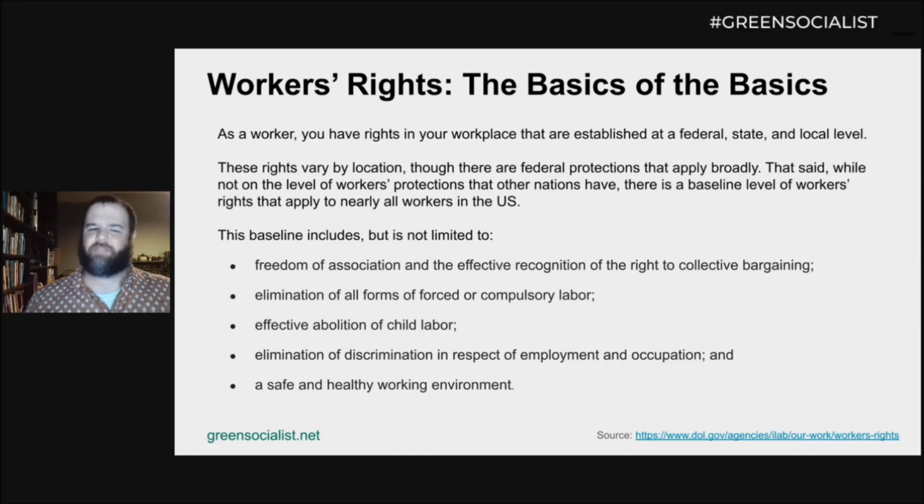And so while we do have these baselines, right, we can put an asterisk on every single one. There are things that we can talk about with every single one where we either aren't actually receiving full protections or we aren't seeing enforcement, right? It may be the law that you can't be discriminated against, or it may be the law that you have a safe and healthy working environment, but that doesn't actually mean that you have that on the ground.